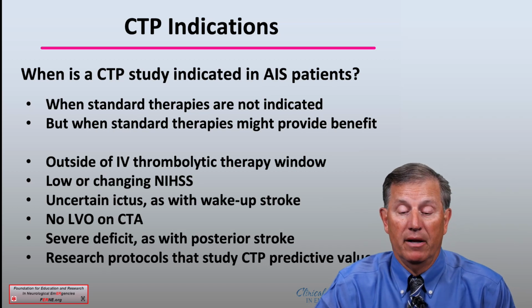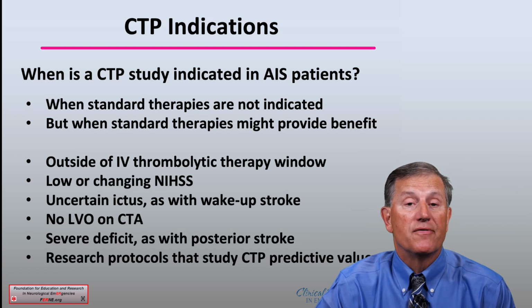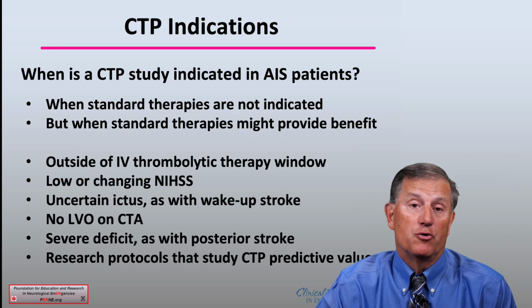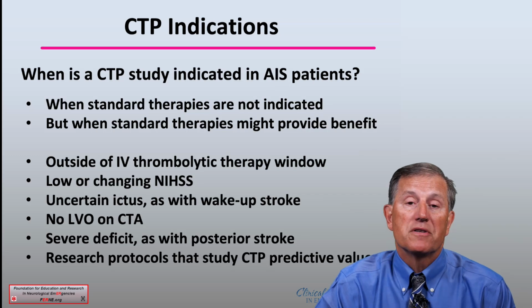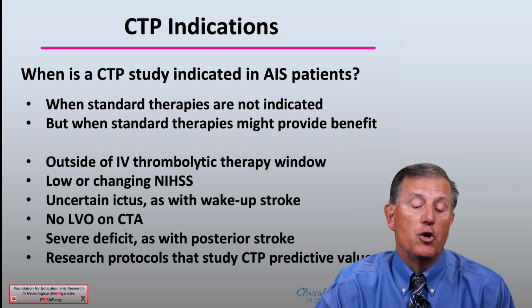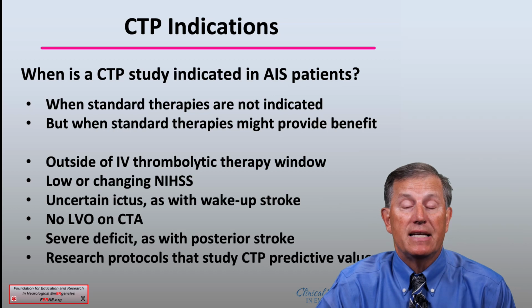Outside of the IV thrombolytic therapy window, a low or changing NIH stroke scale, in other words, a low severity stroke, when there's an uncertain ictus, as within wake-up strokes, when there's no apparent large vessel occlusion on CTA, CTP might be of benefit for demonstrating the presence of a large ischemic penumbra. Or when there's a severe deficit, especially with posterior stroke, and when utilizing research protocols that study the predictive value of CT perfusion.